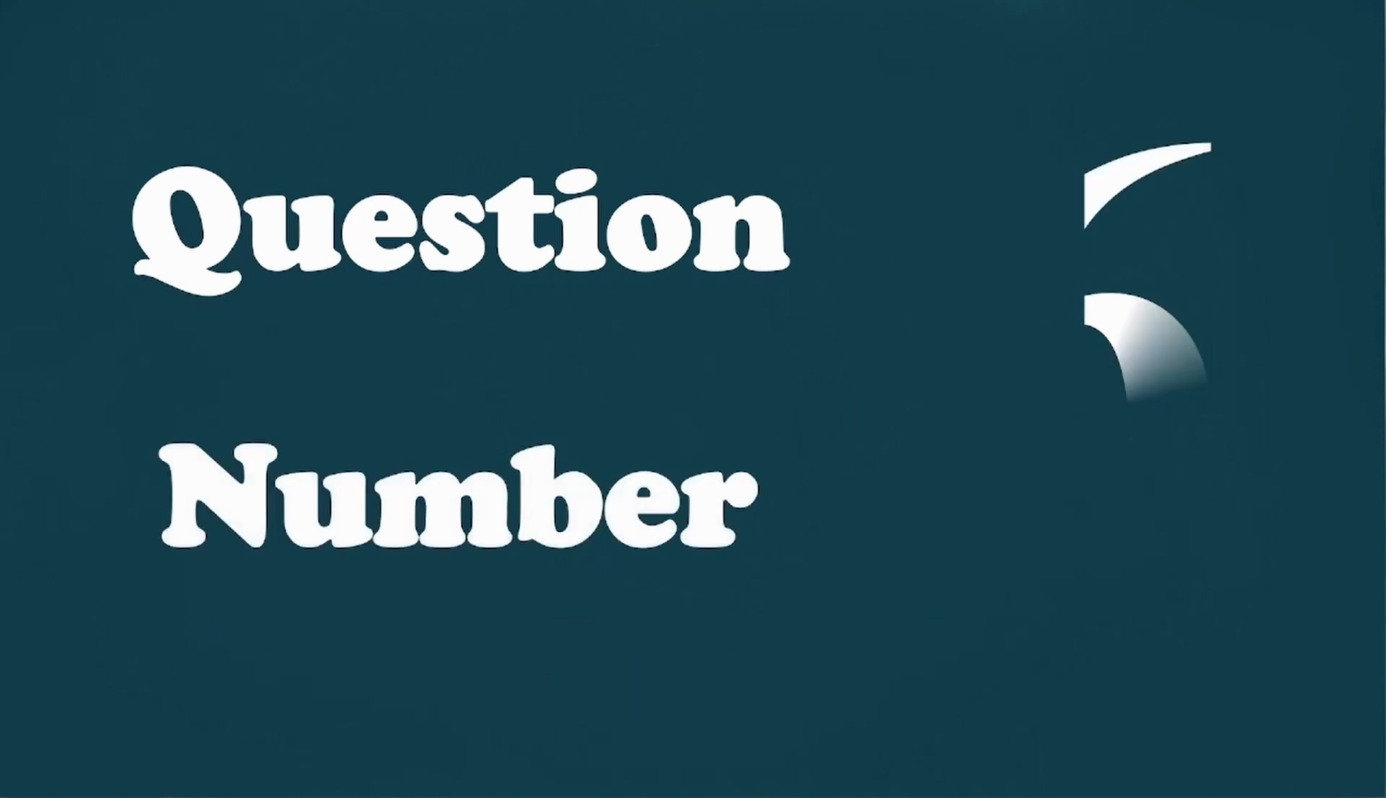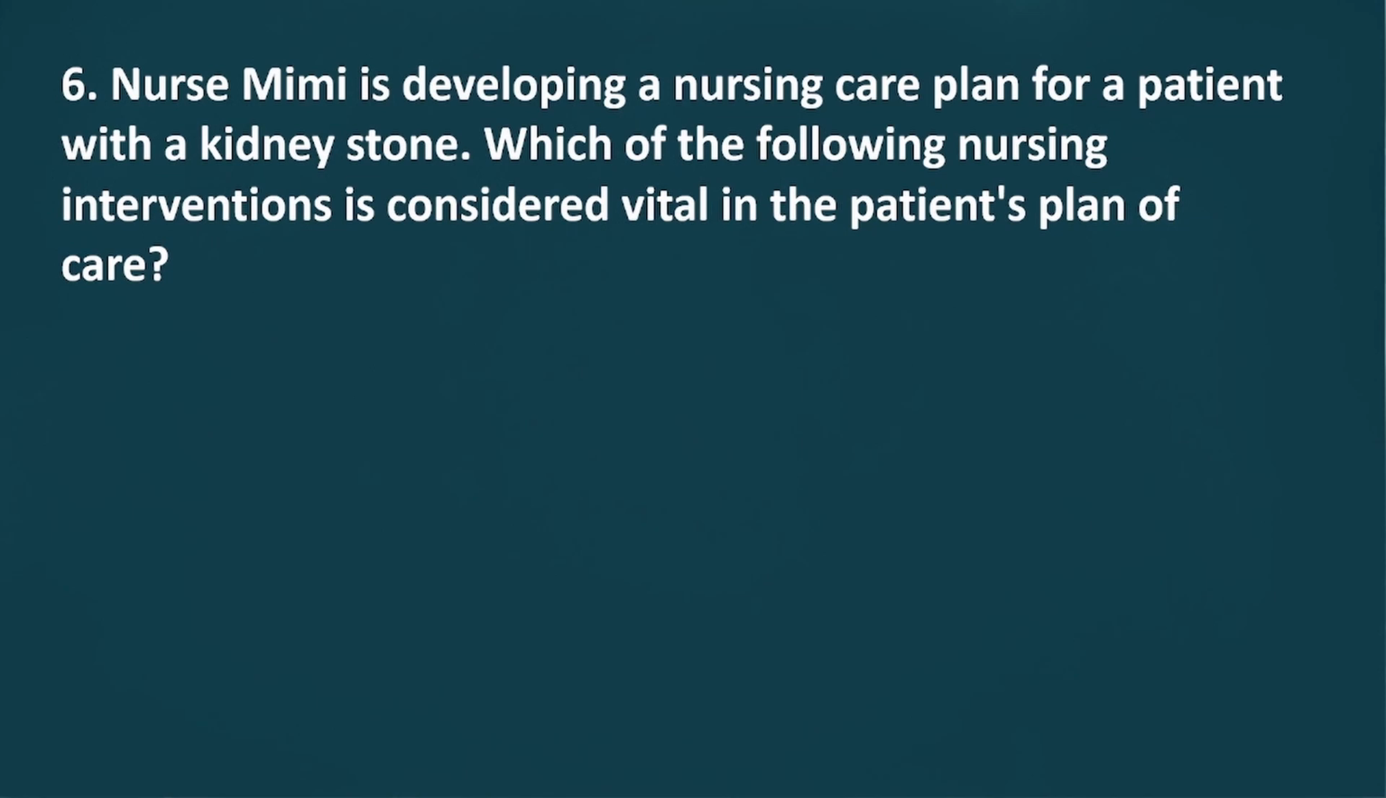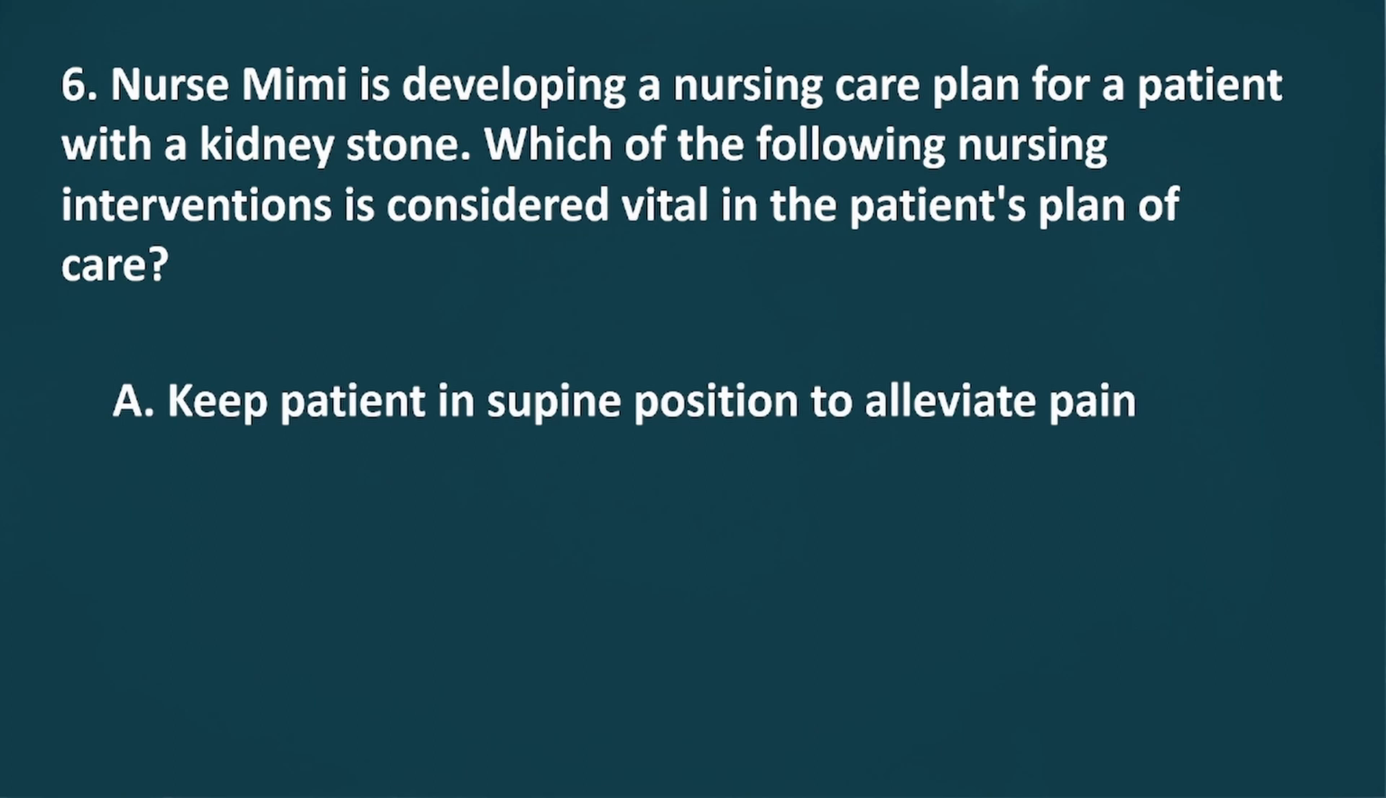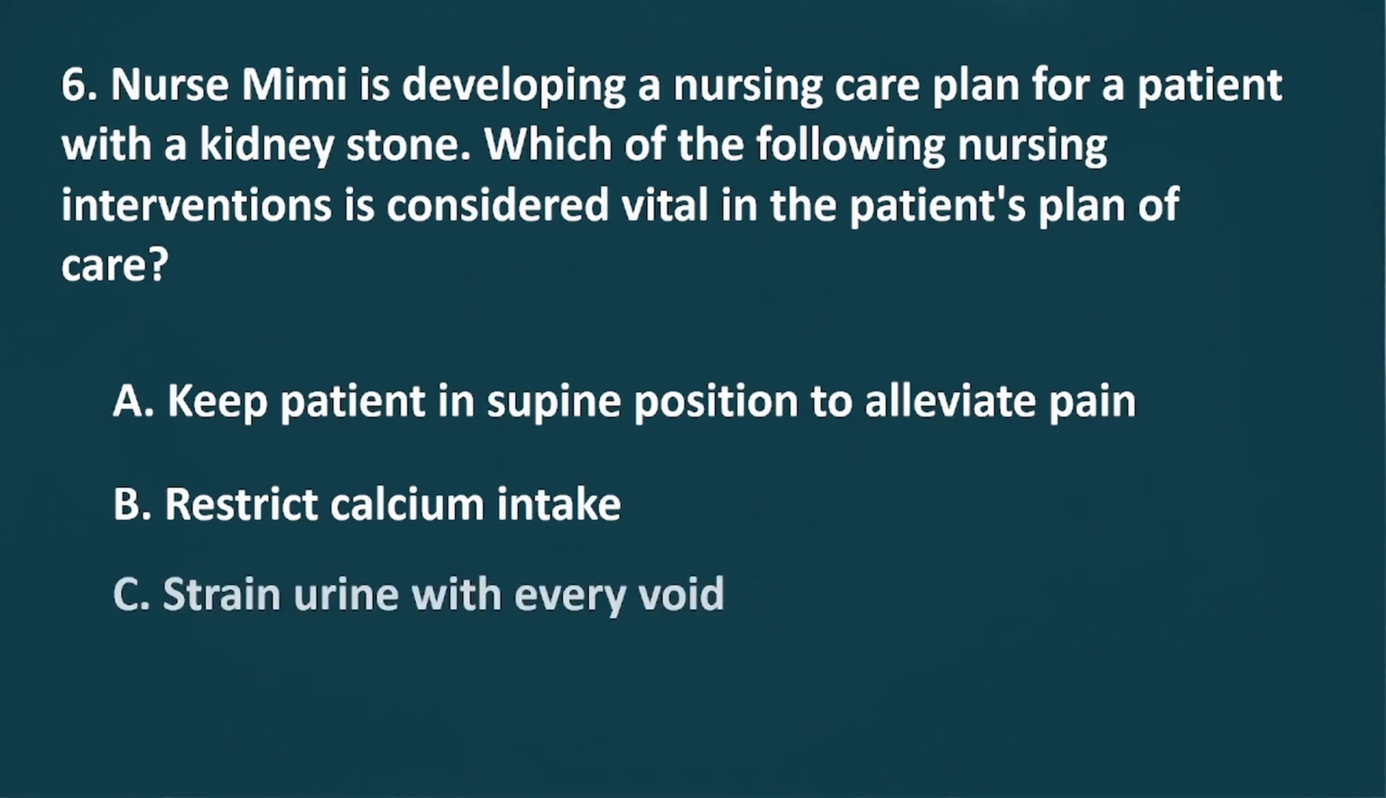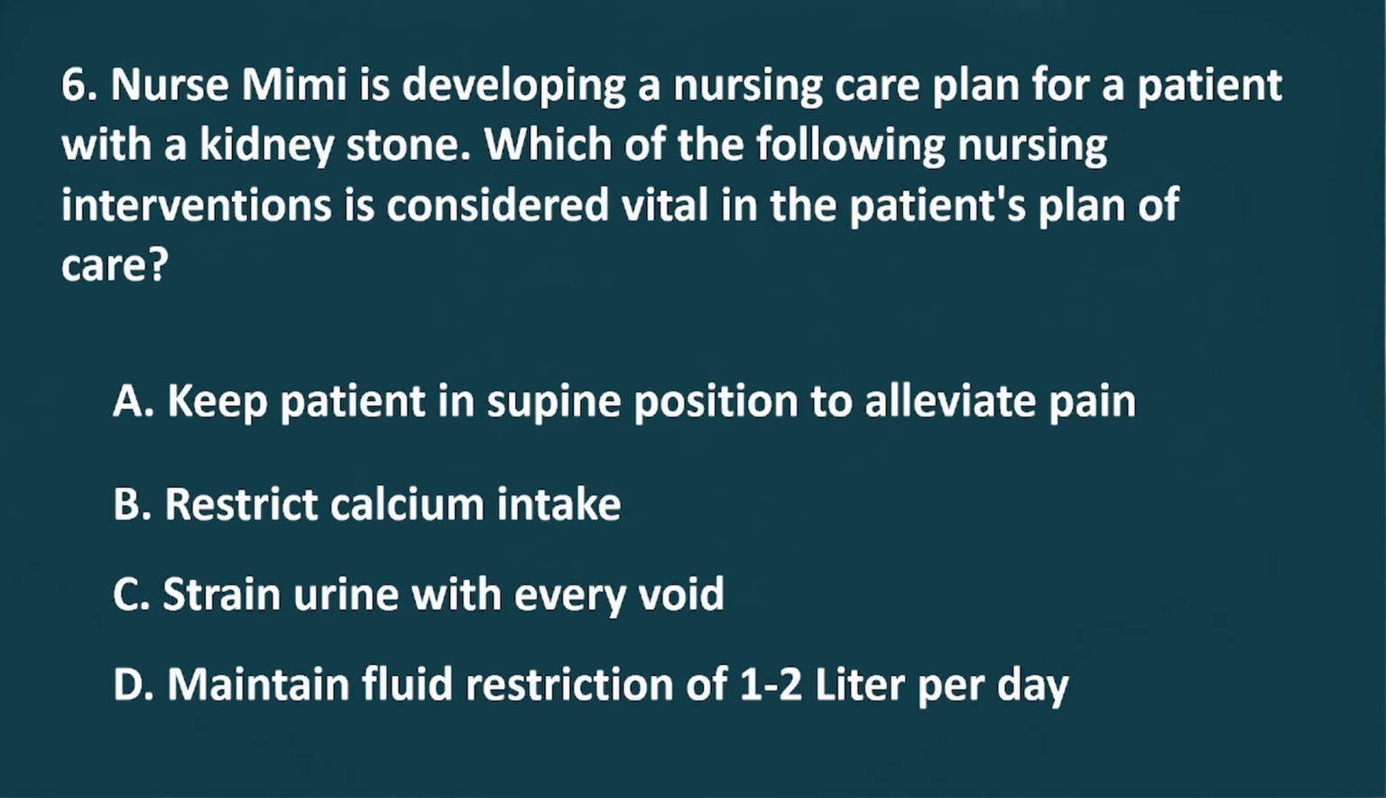Question number 6. Nurse Mimi is developing a nursing care plan for a patient with a kidney stone. Which of the following nursing interventions is considered vital in the patient's plan of care? A. Keep patient in supine position to alleviate pain. B. Restrict calcium intake. C. Strain urine with every void. D. Maintain fluid restriction of 1 to 2 liters per day.